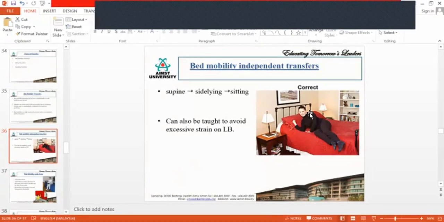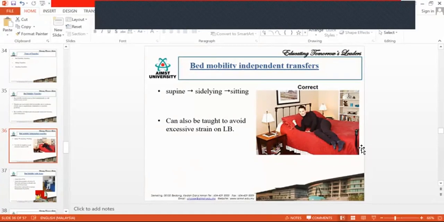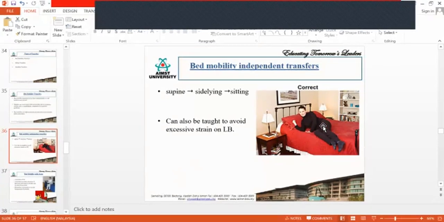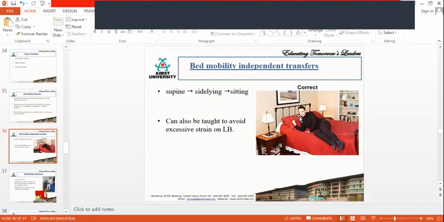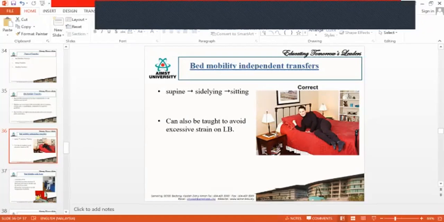So how to teach them? First, the person has to be in side lying. Then they can insert the leg under the normal leg. Then they have to come to one side. Then with the help of the normal hand, they have to give pressure over the bed and come up. I'll show you the video for easier understanding. So you need to teach them the correct procedure to come to side lying, then from side lying to sitting. Later on the patient will be able to do it themselves.